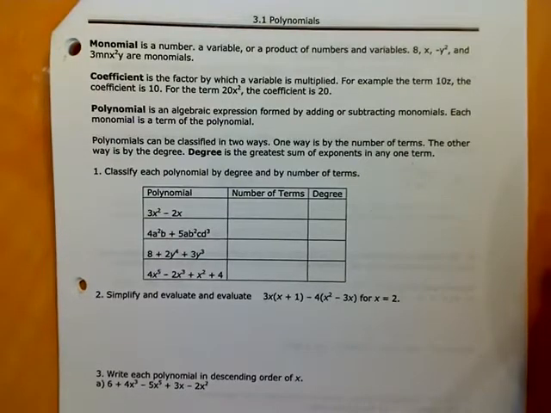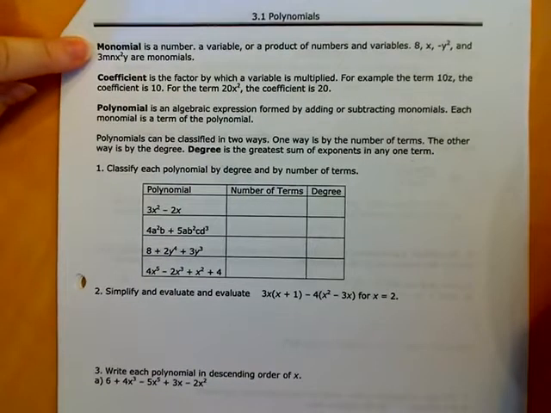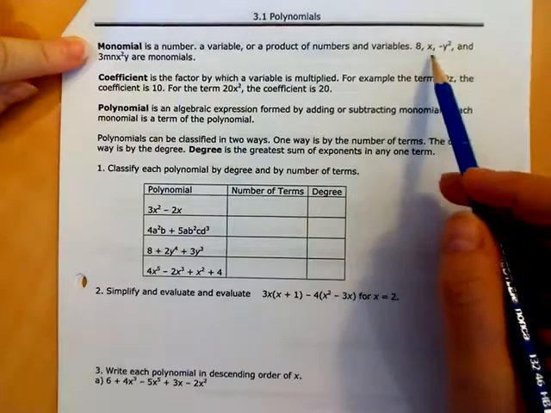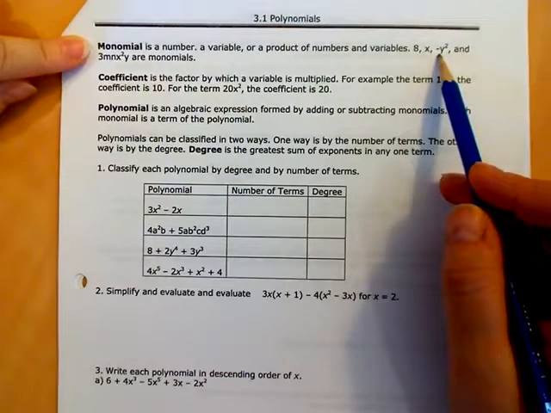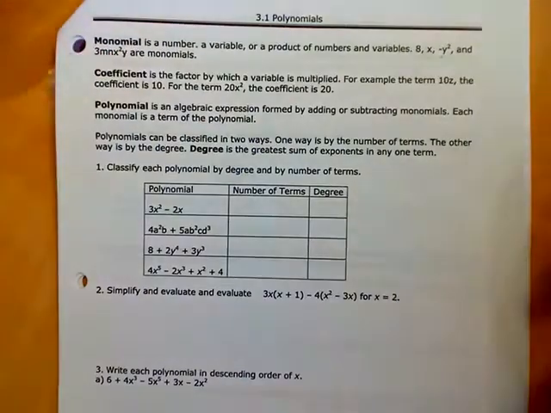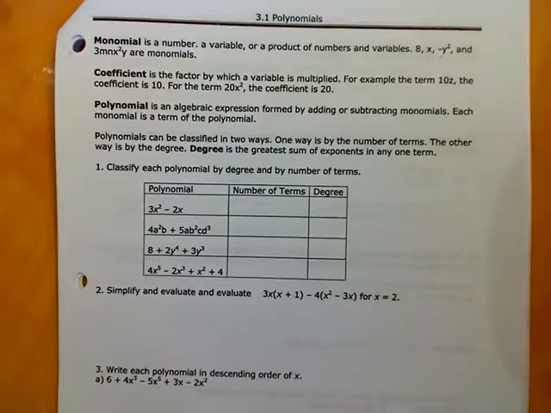Hi there. We're going to take a look at basic polynomials here. Let's go over some definitions. A monomial is a number, a variable, or a product of numbers and variables. So 8x, negative y squared, 3mnx squared y, they're all monomials. In other words, they're not something plus or minus something else.